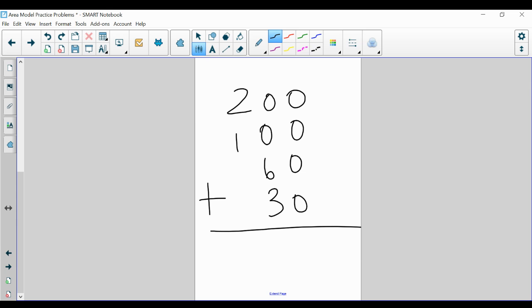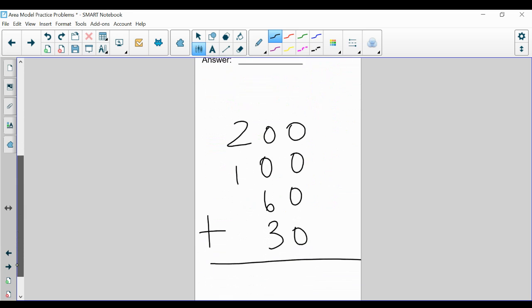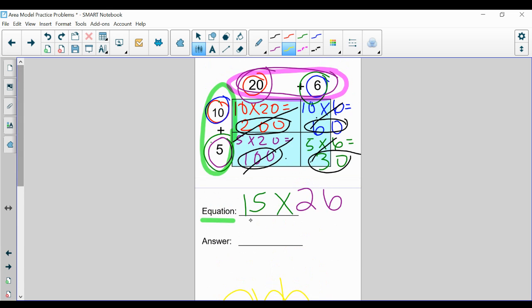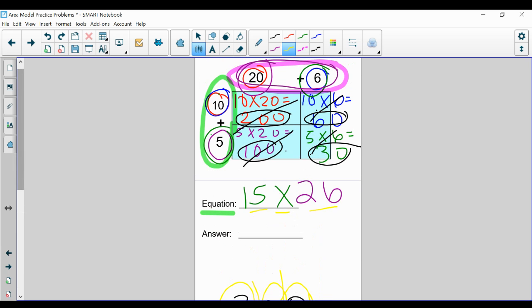We're going to add these up. Always write your numbers biggest to smallest and always cross them off once you've written them down. So I guarantee you, as these get more complicated, you might write the number down twice or forget a number. Always start in your ones place. 0 plus 0 plus 0 plus 0 is 0. Then go to your tens place. 6 plus 3, 6, 7, 8, 9. And then 2 plus 1 is 3. So the answer to 15 times 26 is 390.